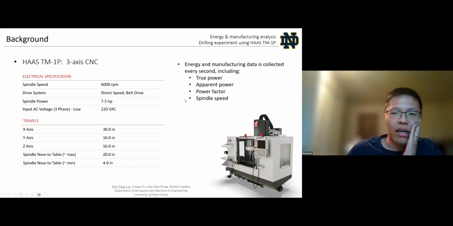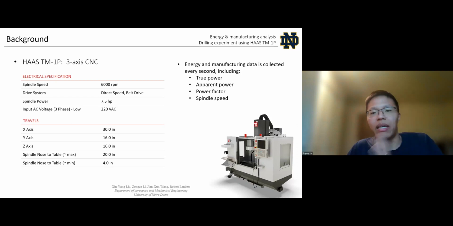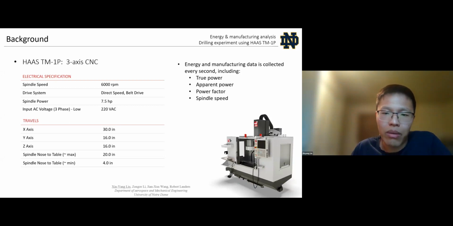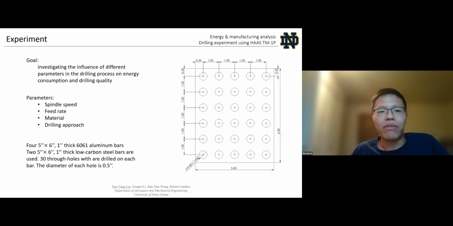And about the data collection, we use similar devices as Jahan just introduced. We collect the energy data every second, which includes the true power consumption, apparent power, power factor, and many more. And about the manufacturing data, we also collect the spindle speed and the machine status, like whether an emergency error comes up or something. So yeah, those are the backgrounds for the machine.